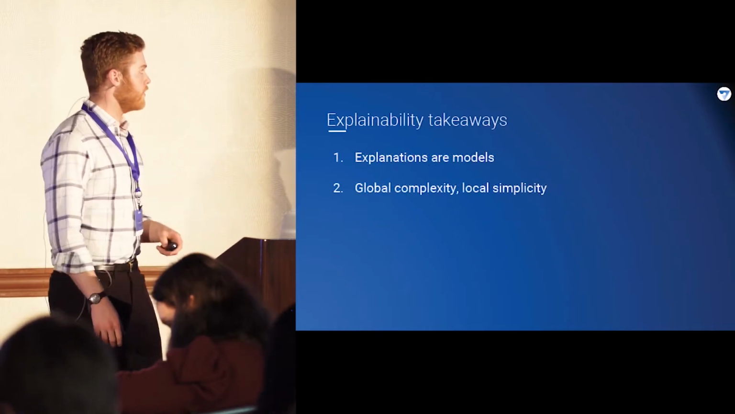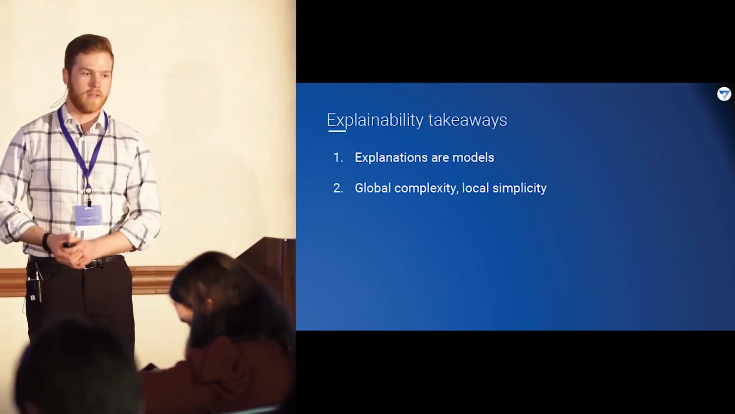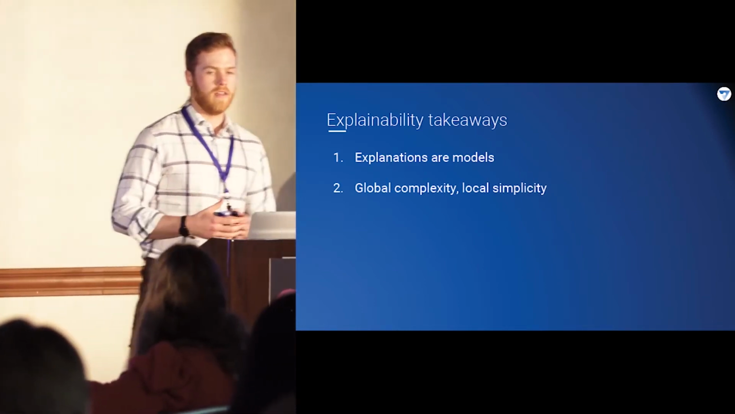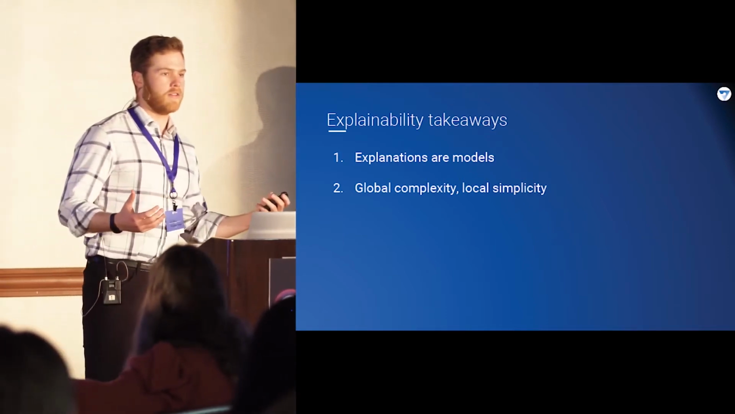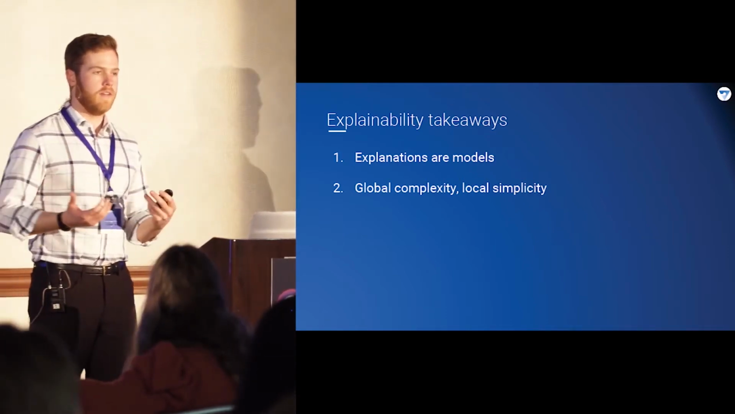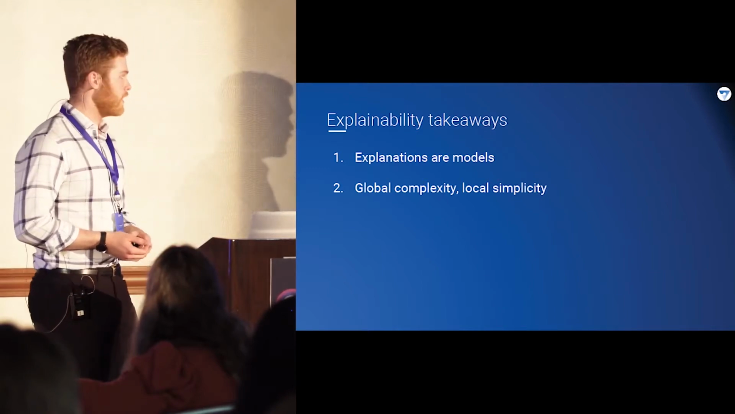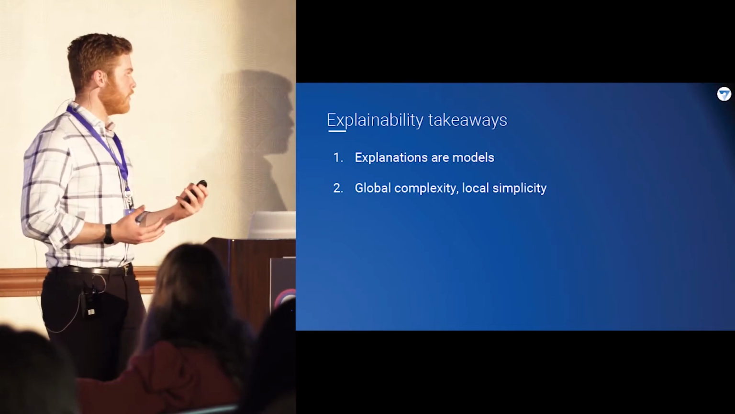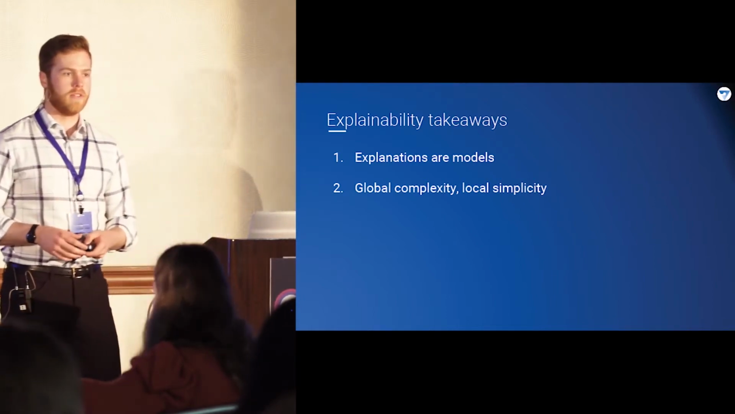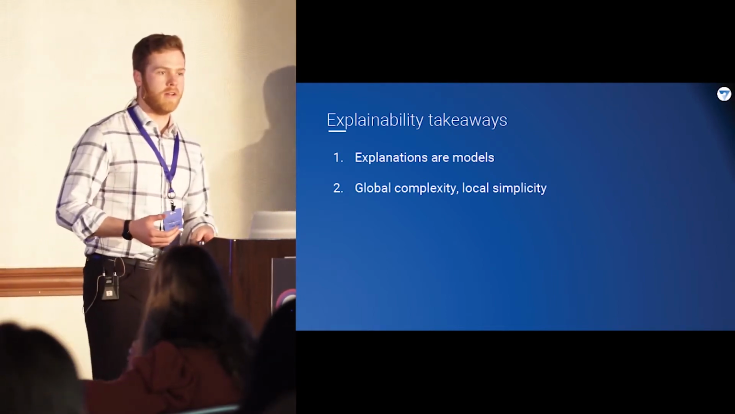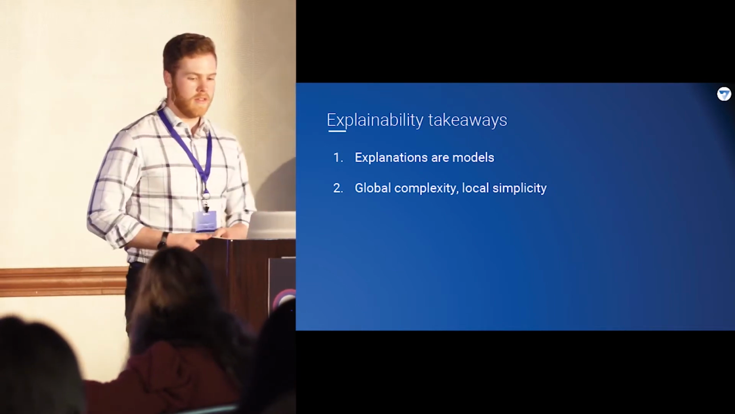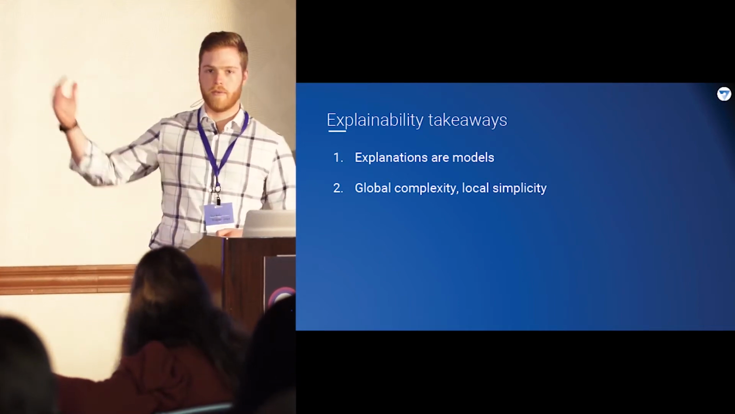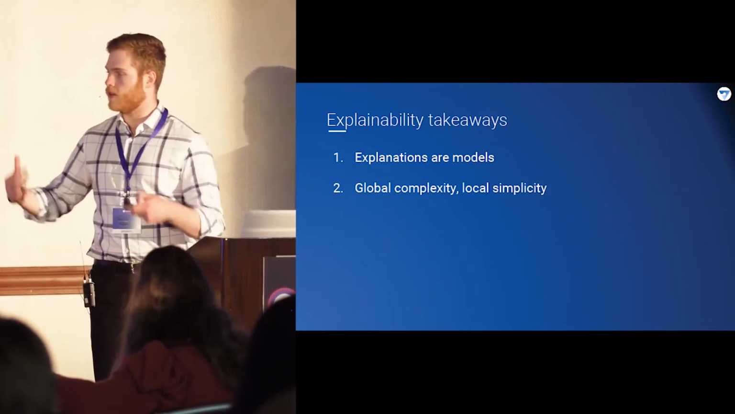Okay, so really there are 2 big takeaways I want to give you. The first one is that explanations are kind of just models in and of themselves. If you're used to building models, building explanations is related more than you'd think. And the second one is that there's great power in this idea of global complexity yet local simplicity when it comes to explaining complex phenomena that are globally complex. Hopefully by the end of this you'll have a much better understanding of what these are, but I want to put these up first so you can percolate on them as I talk.